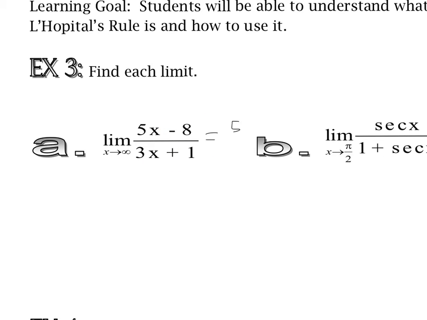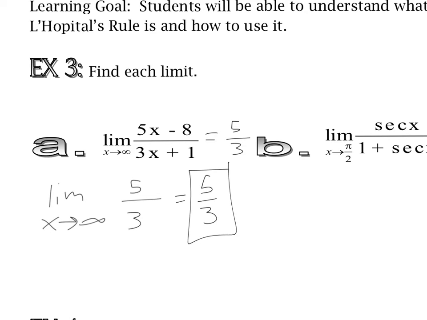But to show you that it works even using L'Hopital's, we could do L'Hopital's and think about what's the derivative of 5x minus 8. Well, this is just 5 and this is 0, so this would just be 5. And what's the derivative of 3x plus 1? Well, 3 plus 0, so this would just be 3. And the limit of a constant is just simply that constant. And so there we go, 5/3.